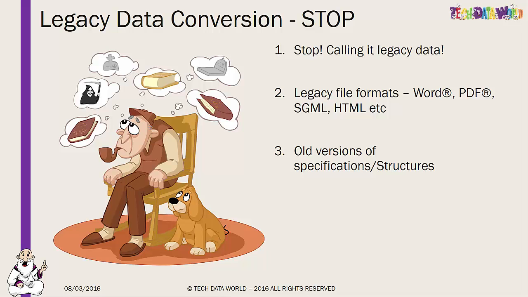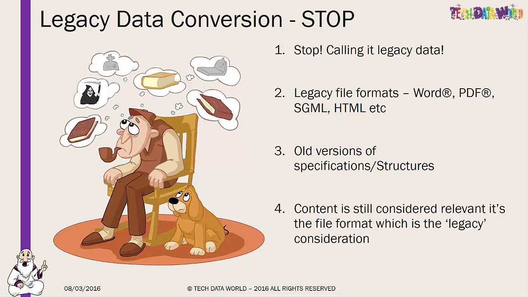We see this a lot in the market. So for example, we might have an organization that has 1.8 S1000D HTML, and they've just won a new contract that needs 4.1 XML. And how do we get from one to the other? That is all about the legacy file or the underlying structures. It's not about the content itself. The content itself is fine. The content is still absolutely relevant. It's the file formats that we're talking about here. That is the legacy part.